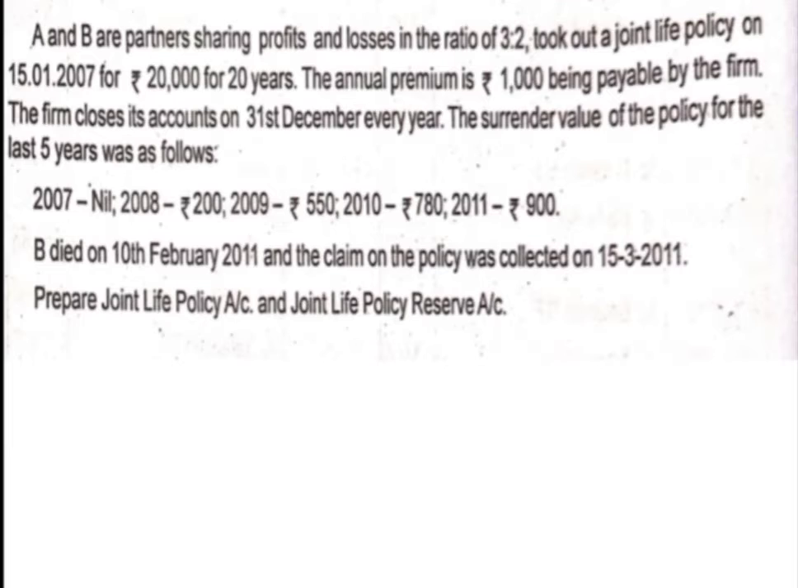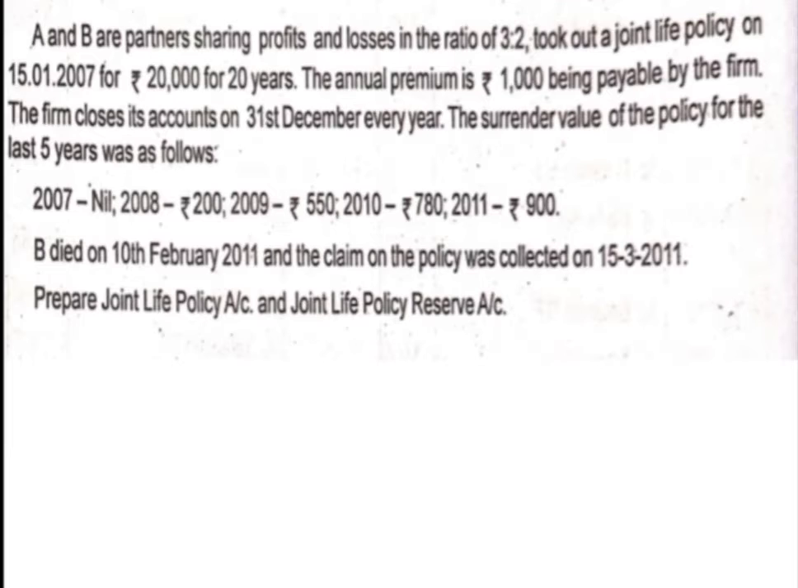A and B are partners sharing profits and losses in the ratio of 3:2. They took out a joint life policy on 15/1/2007 for 20,000 for 20 years. The annual premium is rupees 1,000 being payable by the firm. The firm closes its account on 31st December every year.